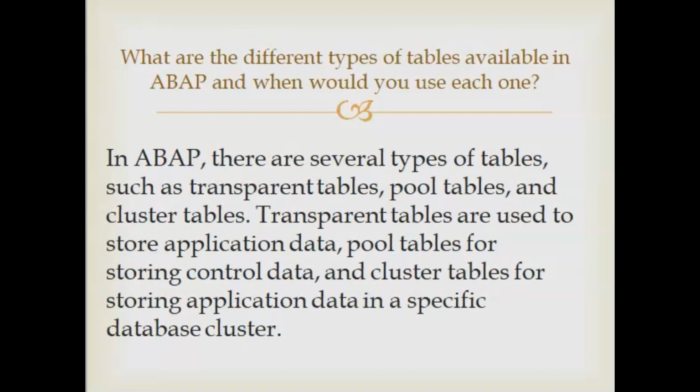What are the different types of tables available in ABAP and when would you use each one? Answer. In ABAP, there are several types of tables such as transparent table, pool table, and cluster table. Transparent tables are used to store application data, pool tables for storing control data, and cluster tables for storing application data in a specific database cluster.